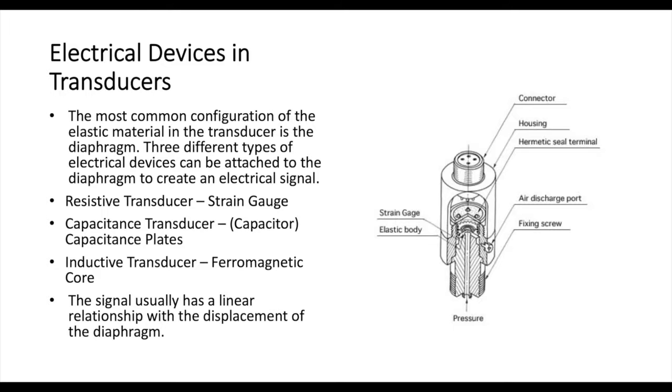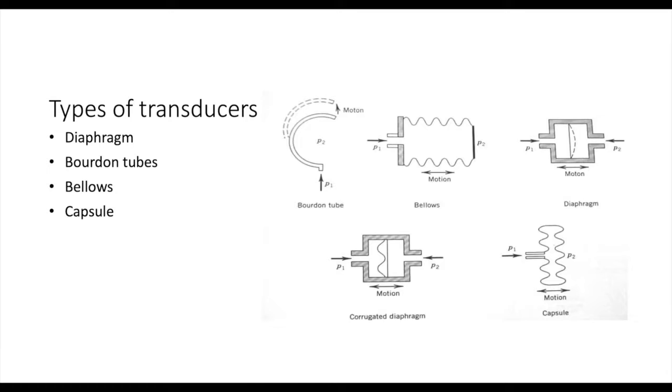Third is the inductive transducer, which contains a ferromagnetic core. The deformation of the elastic material is used to provide the linear movement of the ferromagnetic core. This linear movement will vary the induced AC current. The signal in each type of device usually has a linear relationship with the displacement of the diaphragm. Other types of elastic elements, including what has already been mentioned, the diaphragm, are Bourdon tubes, bellows, and capsules.